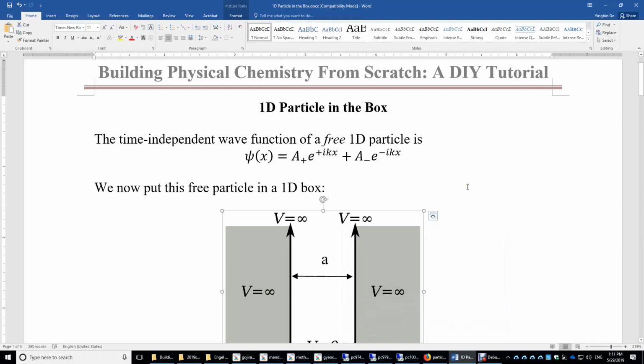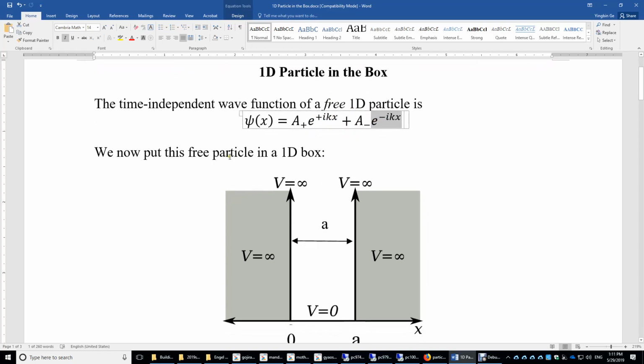We will solve the Schrodinger equation for the one-dimensional particle in the box. The time-independent wave function of a free one-dimensional particle is a linear combination of e to the power of ikx and e to the power of negative ikx. We now put this free particle in a one-dimensional box.